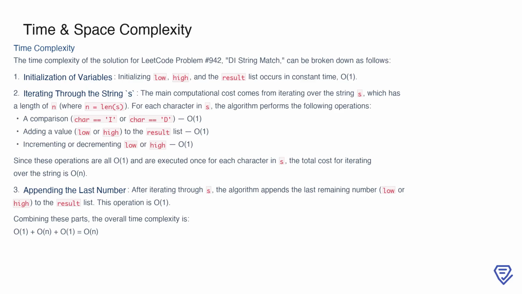Each of these operations individually takes O(1) time. Since they are executed once per character, the total cost of the loop is O(n). Finally, after the loop, the algorithm appends one remaining number to the result list, which is another O(1) operation. When we combine all these parts, the overall time complexity simplifies to 1 plus n plus 1, which is O(n).